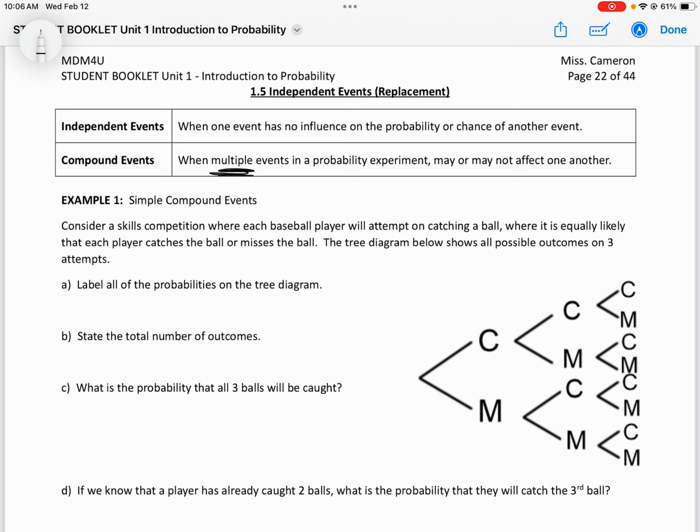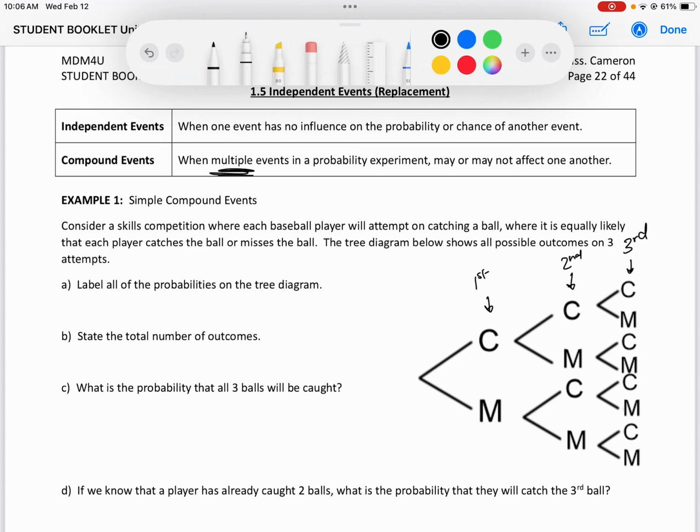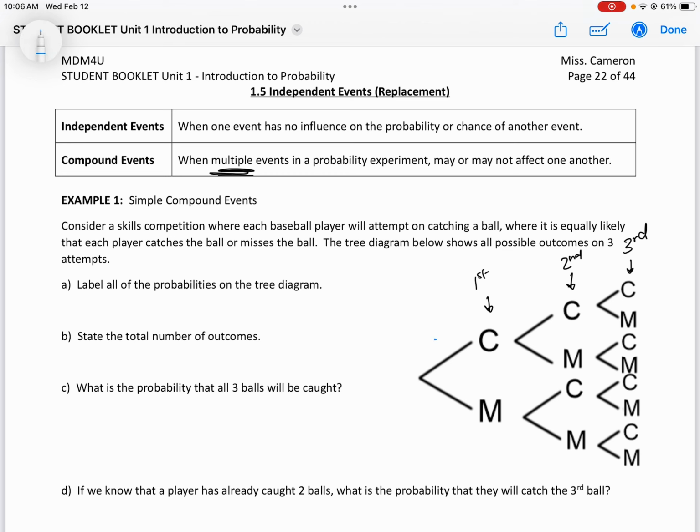The tree diagram below shows all possible outcomes on 3 attempts. Catch and miss is going to be the first attempt. Catch, miss is the second attempt. And another catch, miss on all of those is the third attempt. What we're going to do first is label all the probabilities here. These are 1/2 each.